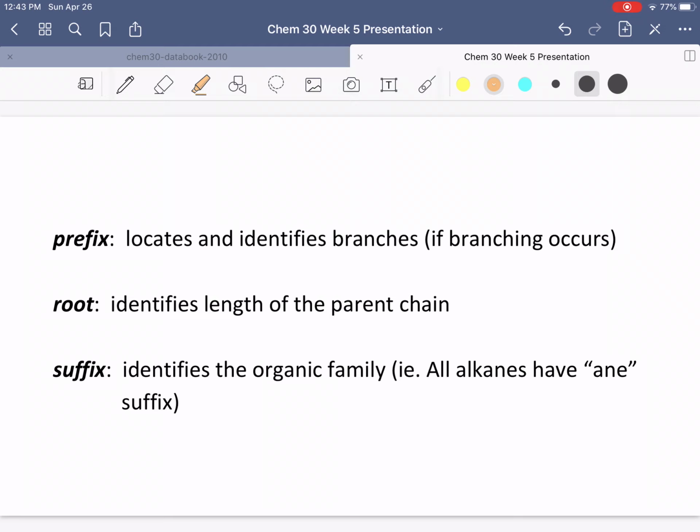In terms of what each thing is, these are really important for you to have straight in your head. A prefix is all about any branches, and we'll talk more about the branches momentarily. And that's always going to be given at the beginning of the name. Going on into the root, I already mentioned this. This is all about that parent chain, that longest continuous length of carbons. And the suffix tells you what family you're in.